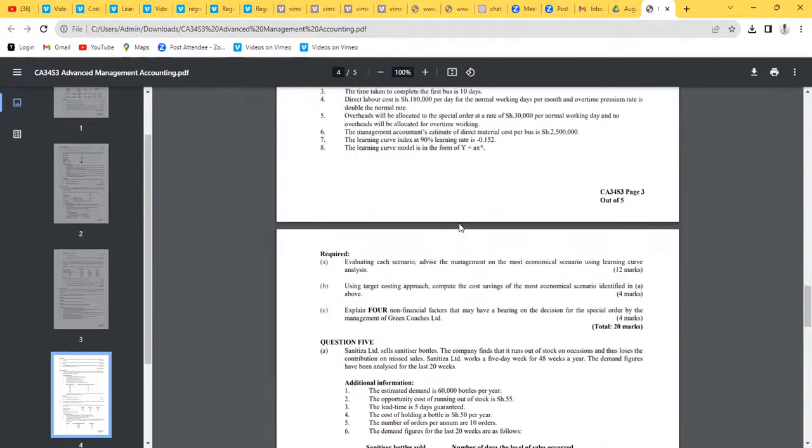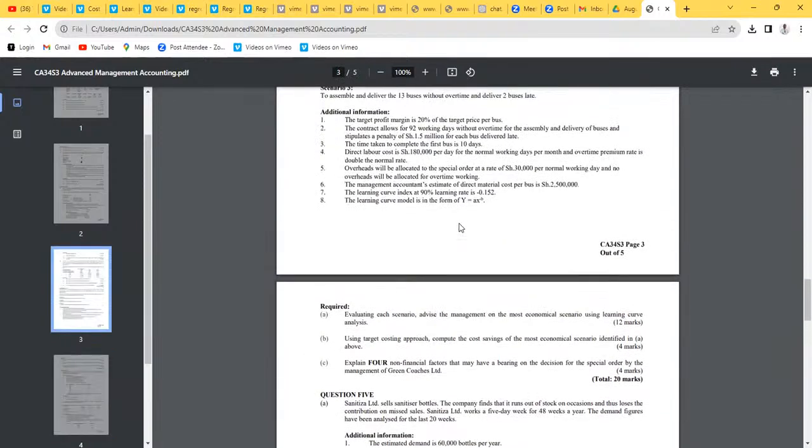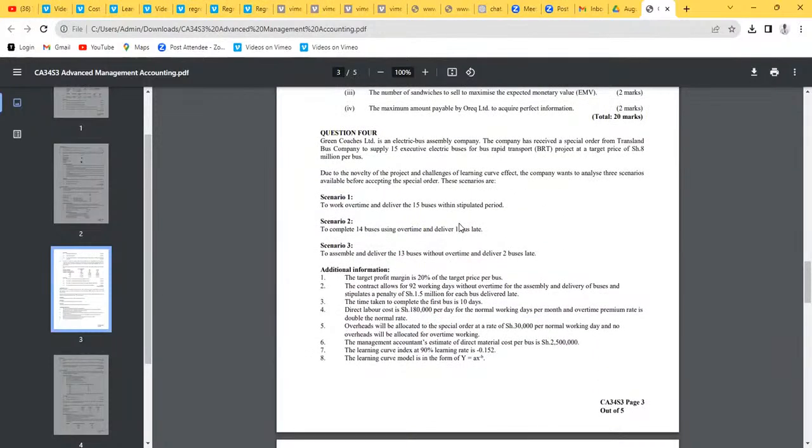So what we need to understand is very interesting there. So what do they want us to do? One, to work overtime and deliver the 15 buses within the stipulated period. So let's deal with scenario number one.